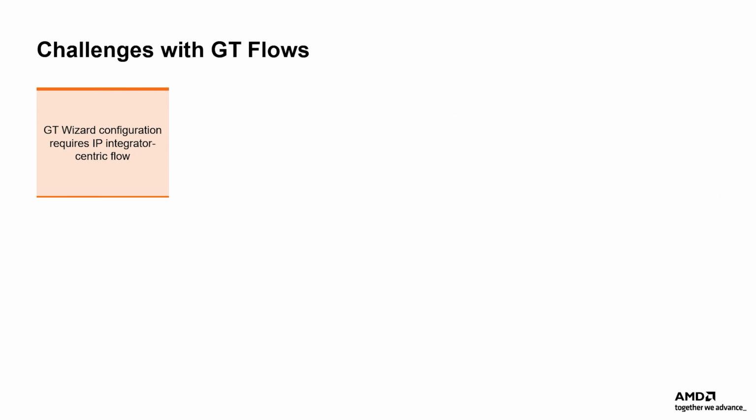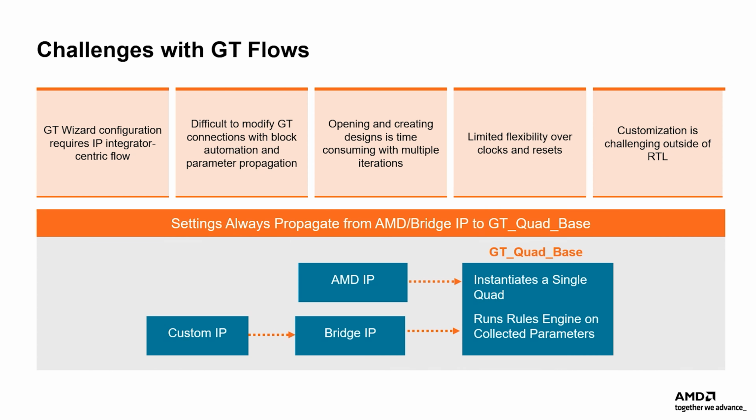There is also limited flexibility regarding clocks and resets, which complicates GT customization without RTL. Since GT parameter settings propagate from the AMD IP or a bridge IP for user IP to the GT quad base, users lack fine control over the GTs.